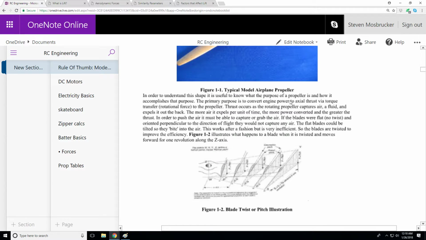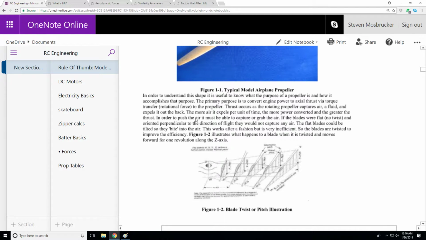So it's saying engine power to actual thrust via torque transfer, rotational force to the propeller. Thrust occurs as the rotating propeller captures air, a fluid, and accelerates it and pushes it out the back. And the act of accelerating it from a slower speed to a faster speed is what gives us our thrust, because that generates a force, and a force accelerates our plane in a certain direction. The more air it expels per unit of time, the more power converted, and the greater the thrust.